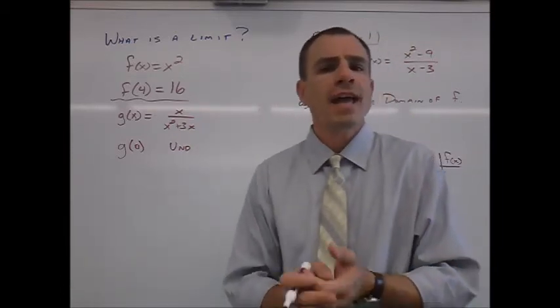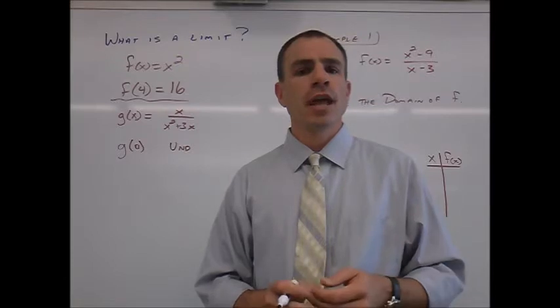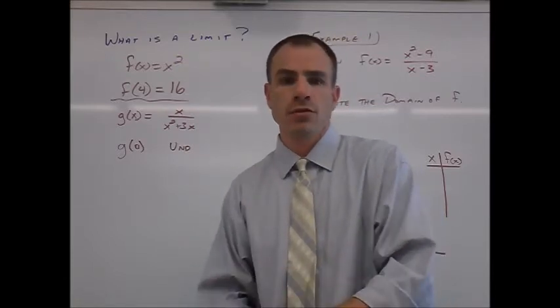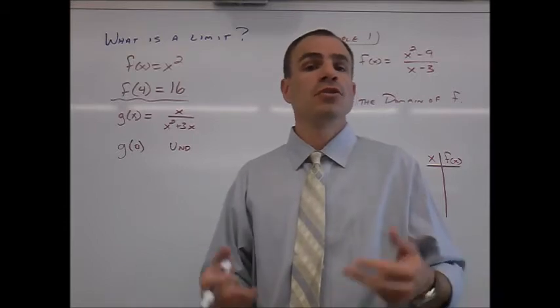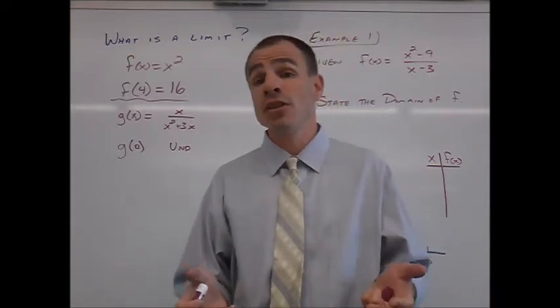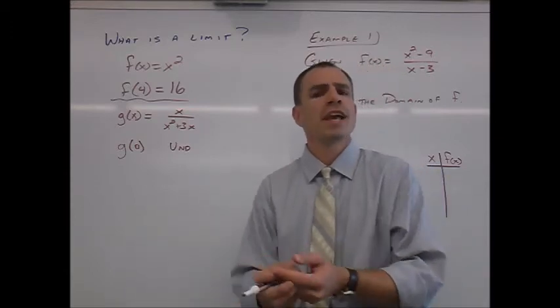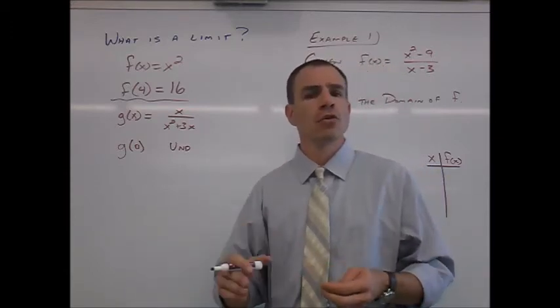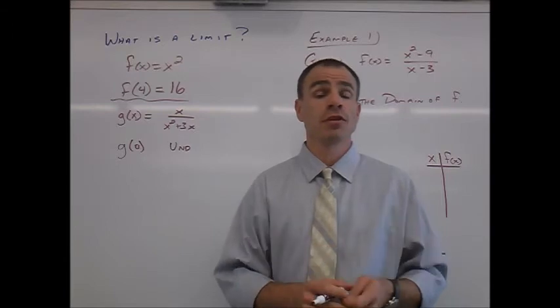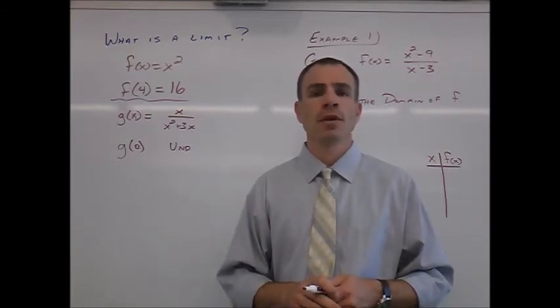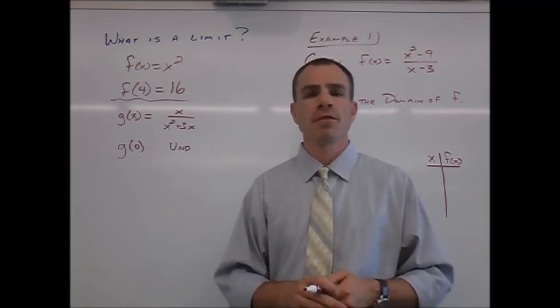But what's happening to our function as we get closer and closer to 0? Because g(1) is good, g(1/2) is good, g(1/4) is good, g(1/10) is good, g(1/1000) is good. But g(0) is not good. But what's happening to the function as x gets closer and closer to 0? Well, that's where the limit comes into play. That's how we're going to start our first part of the course.